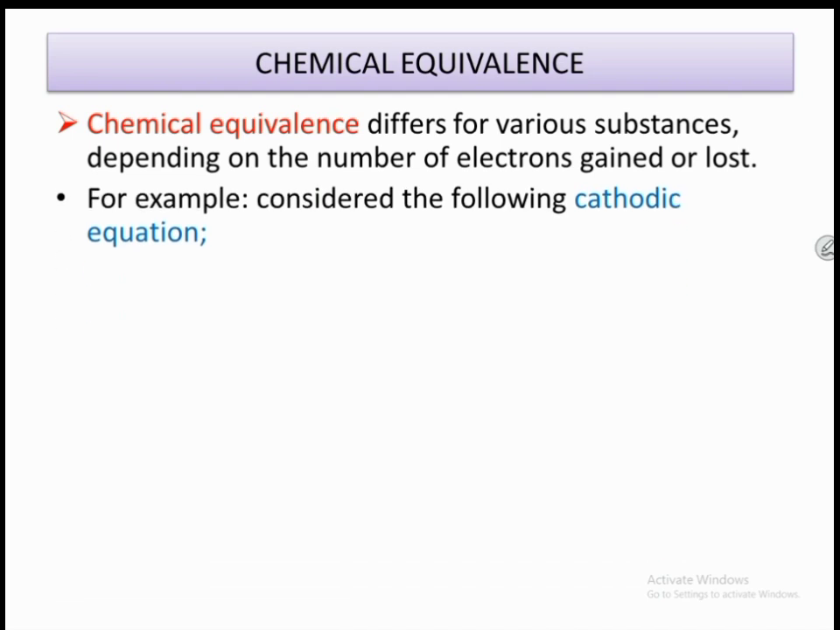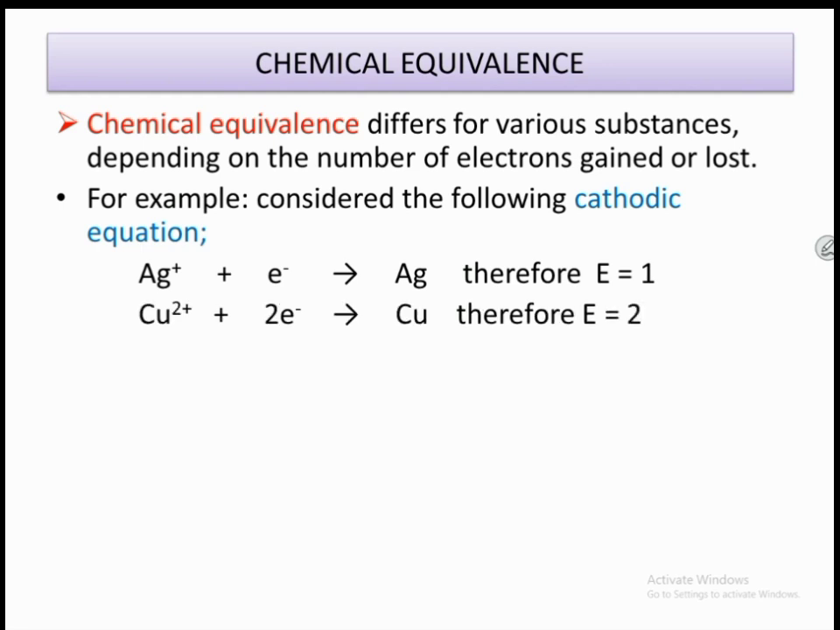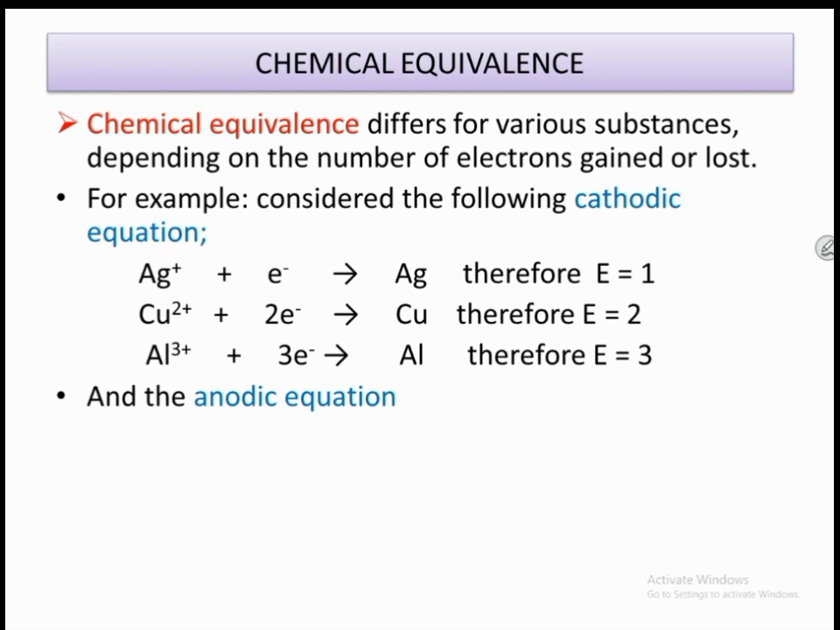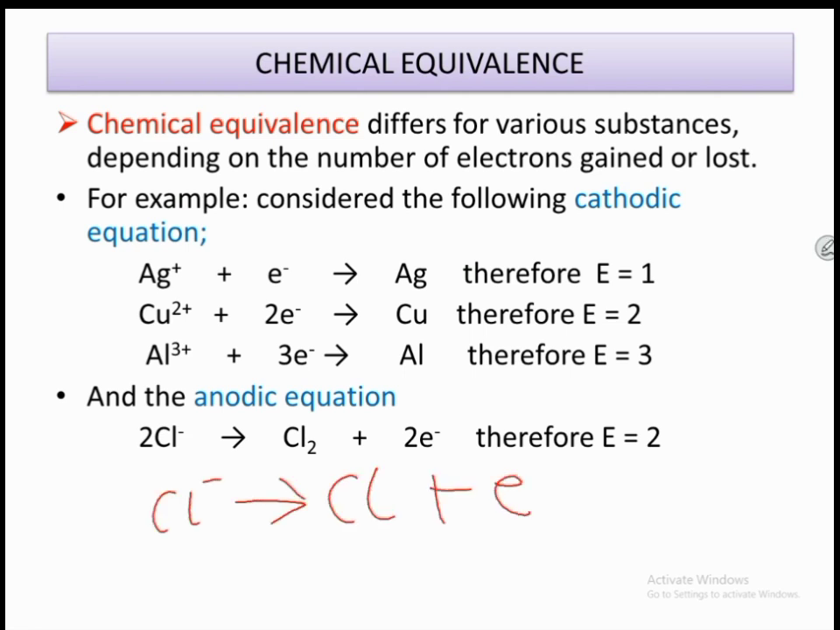Then chemical equivalence differs for every substance depending on the charges they bear. For example, the number of electrons lost or gained for silver is always 1. For copper it is always 2, because copper always has a charge of 2. For aluminium, the number of electrons lost or gained is always 3. At the anode, for example, chloride Cl- normally loses 1 electron, but because Cl does not exist on its own, the smallest amount of chlorine is Cl2, which means you have 2 here.